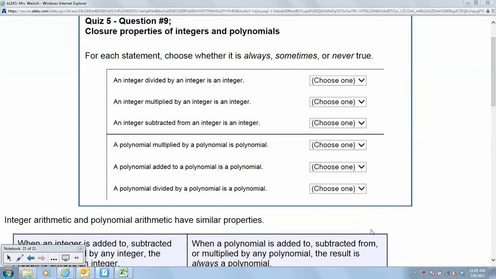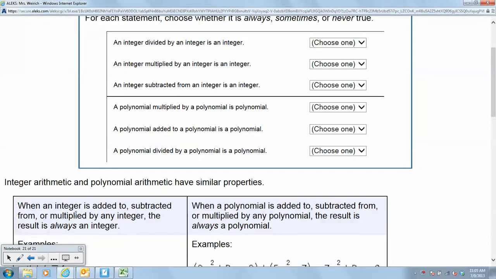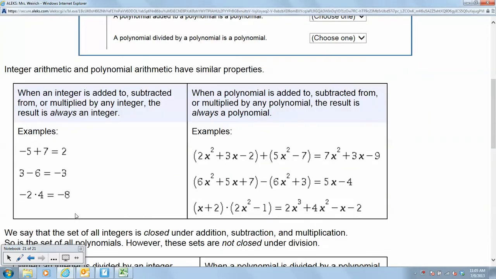This topic is called closure properties of integers and polynomials. For each statement, we're going to choose whether it is always, sometimes, or never true. It's going to give us three statements that talk about integers, and it's going to mirror that with three statements that talk about polynomials. So the arithmetic and polynomial arithmetic have similar properties.